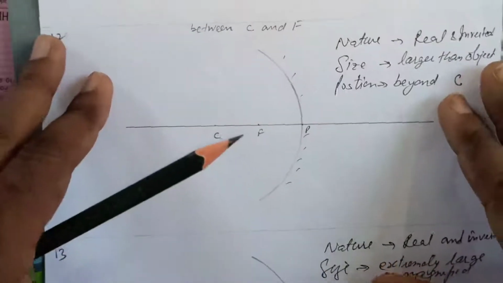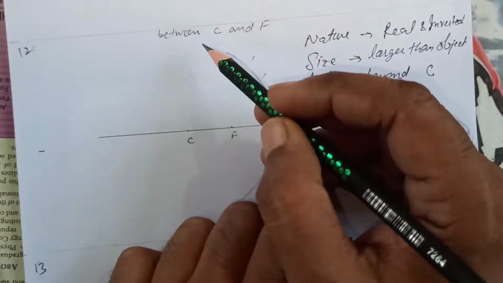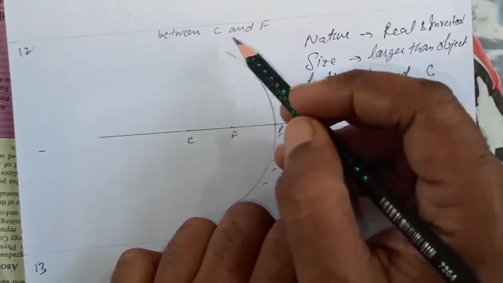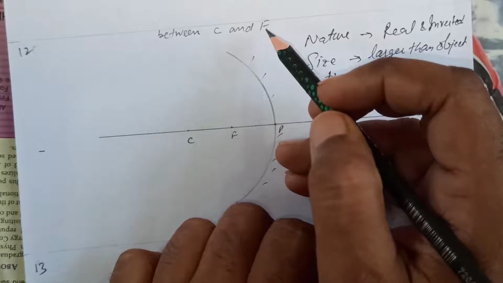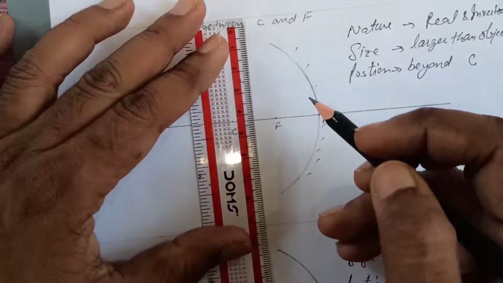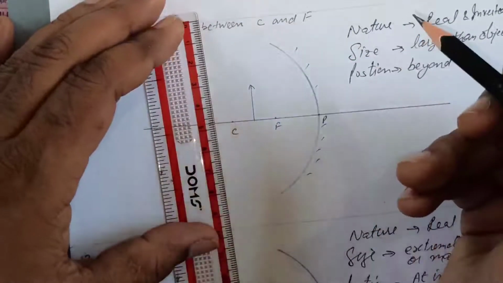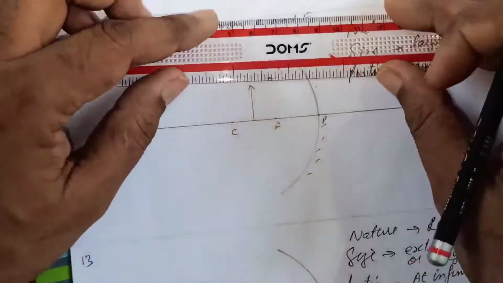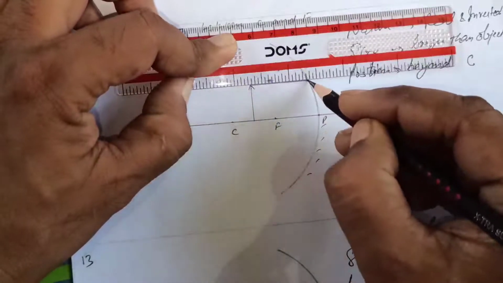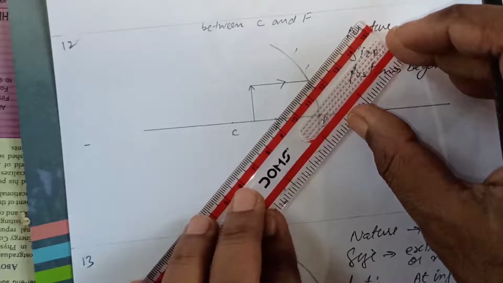In the next case, if you see carefully, what is the position in your book? It is the 4th case. Object is between C and F. C means center of curvature, F means focus. So the object is between C and F, and you make the object exactly between C and F, not here and there, exactly between C and F. Then draw one ray parallel to the principal axis. A ray which is parallel to the principal axis, after reflection passes through F.